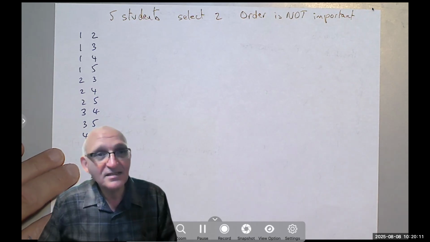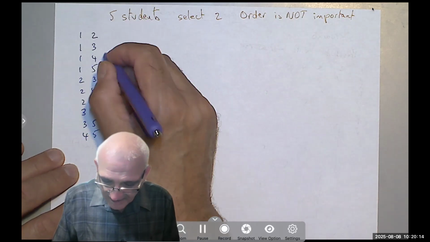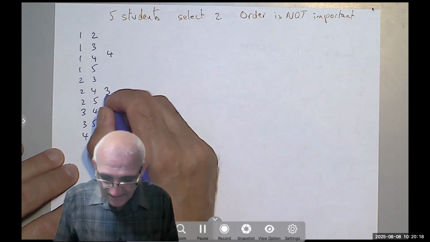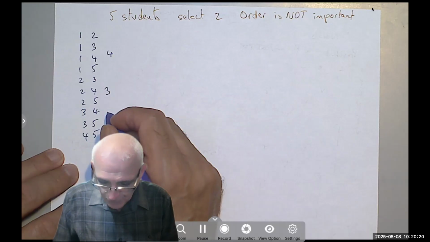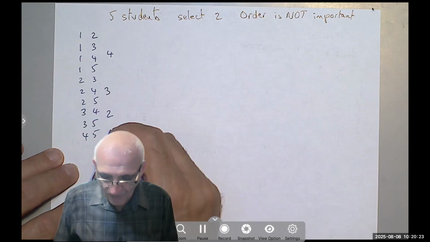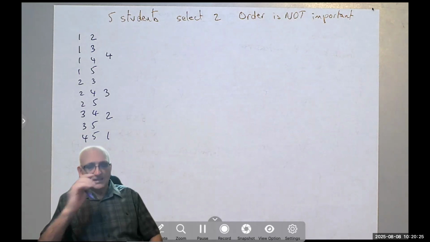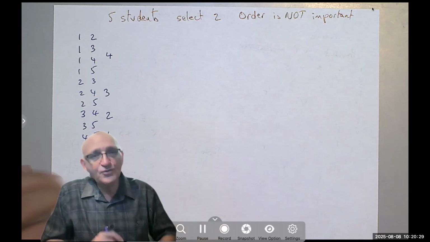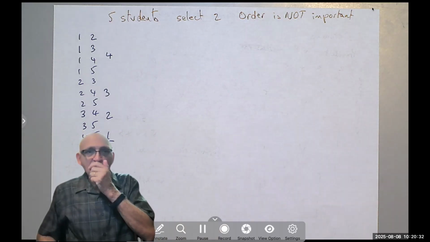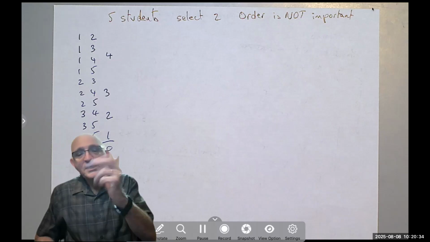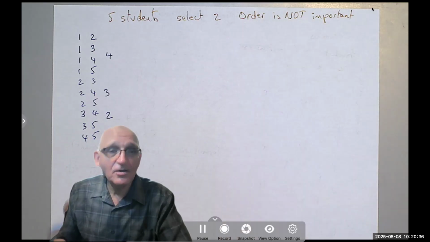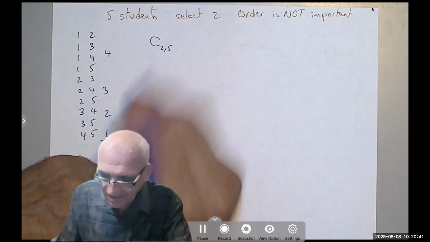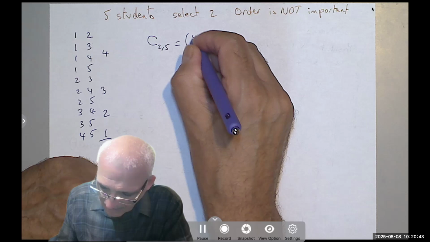Do you see what I got? 4 times where 1 is selected, 3 times when 2 is selected, 2 times when 3 is selected, and 1 time when 4 is selected. 4 plus 3 plus 2 plus 1 is 10. There are 10 ways of doing that. Now, we call that a combination of 2 out of 5, and most likely we write it like 5 take 2.